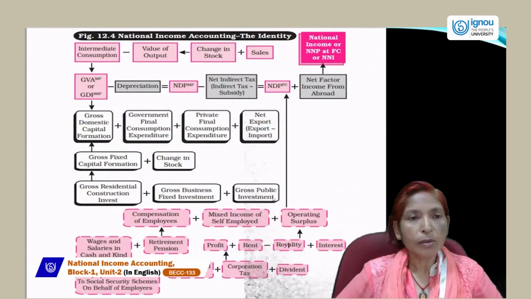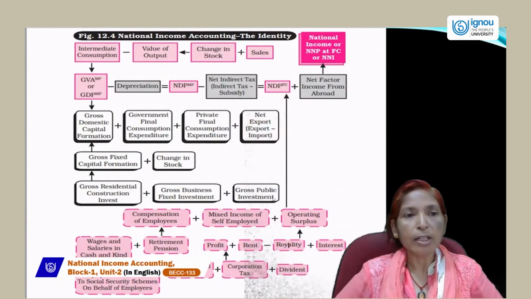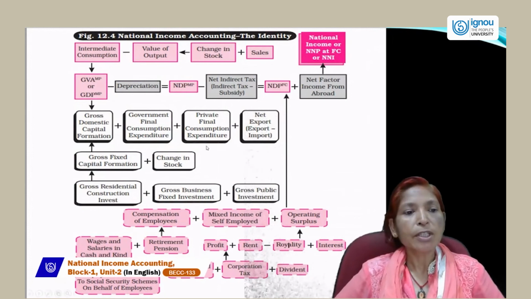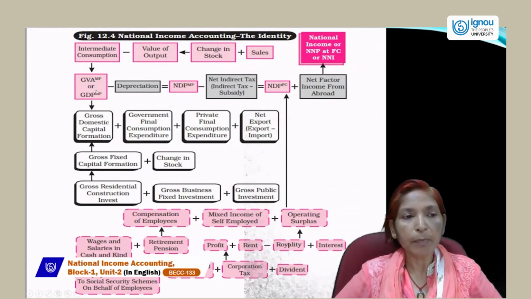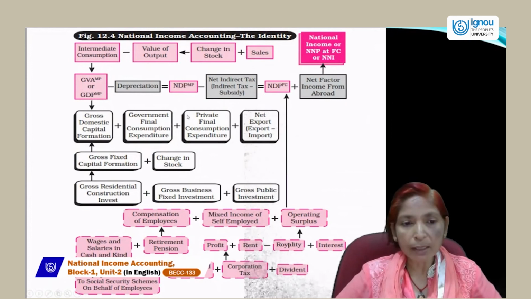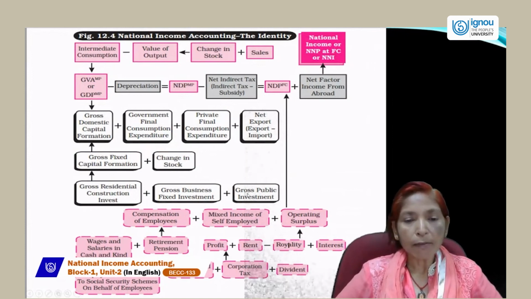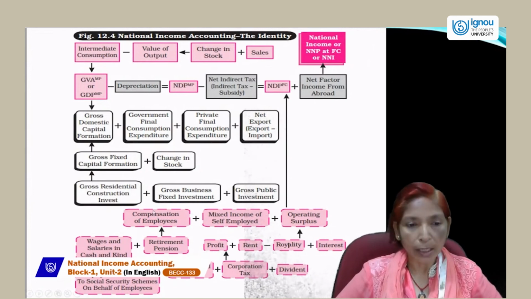Next is this, also the identity of national income accounting, in which three methods are given, like how GDP or GVA at MP is estimated by value added method, by income method, and by expenditure method. This graph is showing the three different methods of estimating national income accounting.